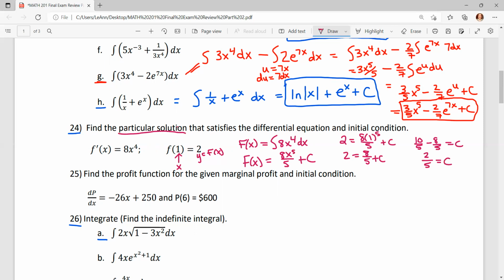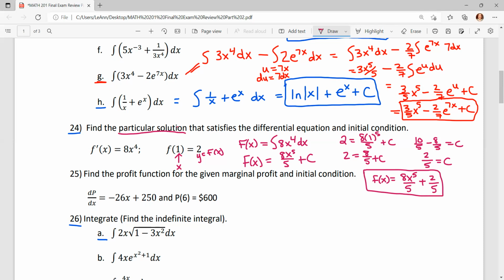Now my final answer is to plug c back into the big F of x. Now, if you want to, you can change it to little f of x now, because that is technically the notation here, little f prime and little f of 1. But remember, the big F of x means the family. When we talked about antiderivatives, we said there's a whole vertical shift family of functions, essentially, that all have the same derivative, but just a different constant. So this would be 8x to the 5th over 5 plus 2/5. So there's my specific or particular solution to this situation.